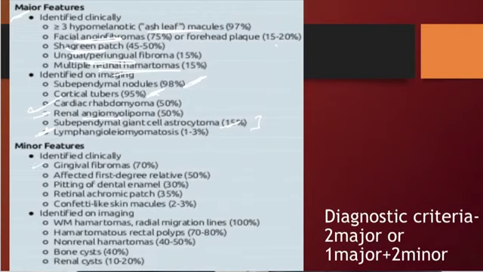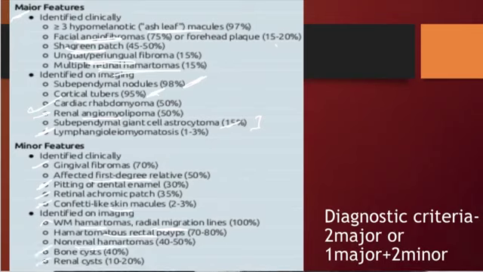Gingival fibromas. The other dental or the oral manifestation was pitting of dental enamel. We saw one ophthalmologic feature, which was retinal achromic patch, confetti-like skin macules, and a family history is also included in minor feature. What were the other features? White matter hamartomas or radial migration lines, which we saw were radiating from the cortex up to the ventricle surface. Hamartomatous rectal polyps, non-renal hamartomas, bony cysts, and renal cysts.